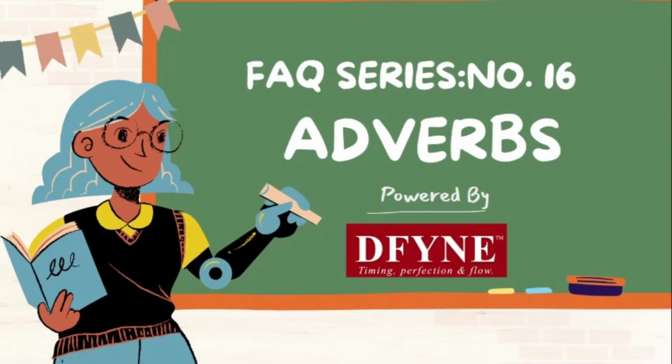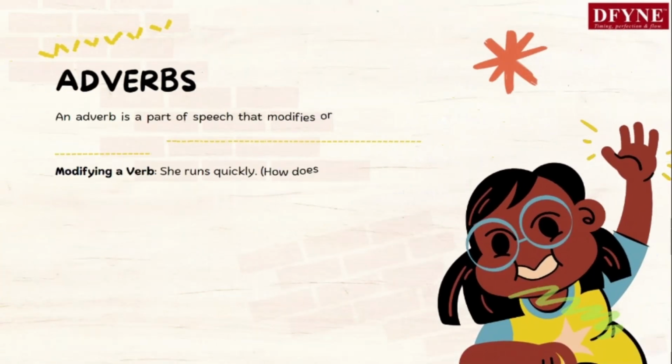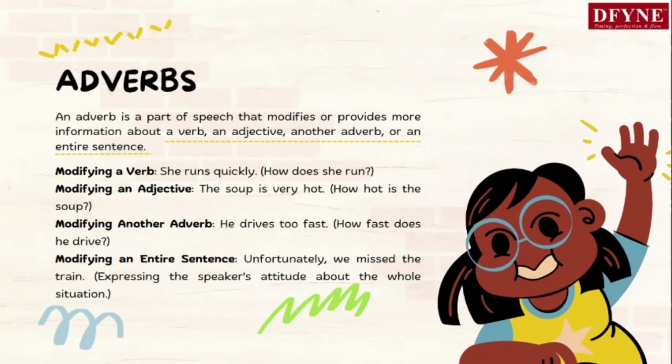An adverb is a part of speech that modifies or provides more information about another word, except nouns. These words can be a verb, an adjective, another adverb, or even an entire sentence. Modifications mean that an additional detail is included.